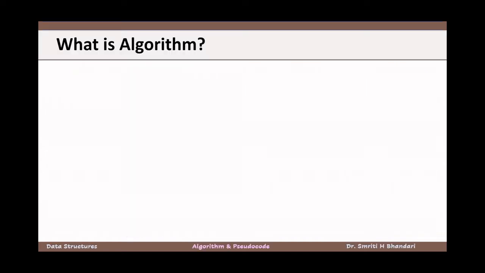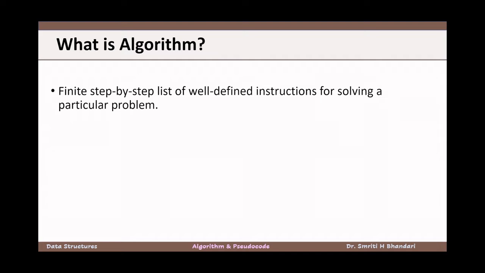So let's see first what we mean by an algorithm. An algorithm is a finite step-by-step list of well-defined instructions for solving a particular problem. So typically, if we would like to solve a problem, first of all, we write an algorithm. It is a step-by-step procedure in terms of well-defined instructions to solve a problem.